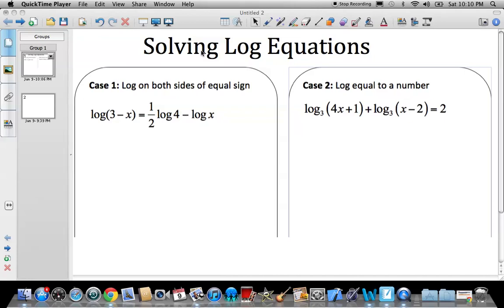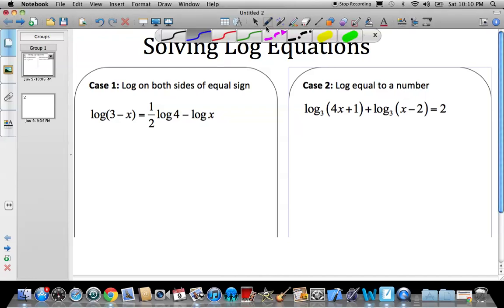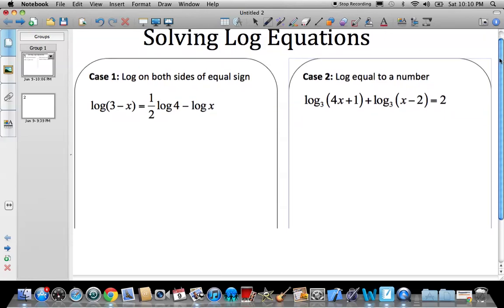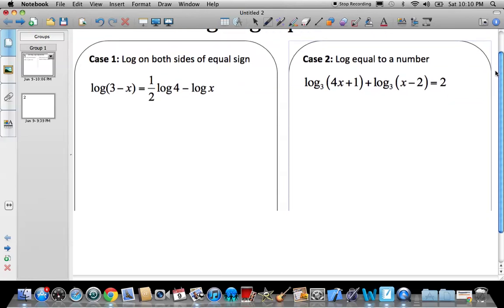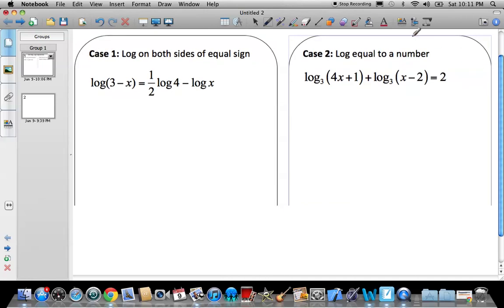I'm going to take you through a couple of examples now of solving log equations. And if you remember from class, we looked at basically two different cases. The first case is when you have a log on both sides of the equal sign, and the second case is when you have a log equal to a number. I'll take you through both cases. But what you have to remember for both cases is that you still have to use your rules of logs to be able to solve these. So let's have a look and see.